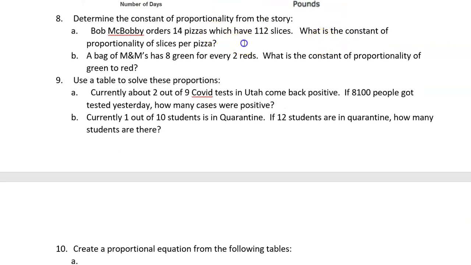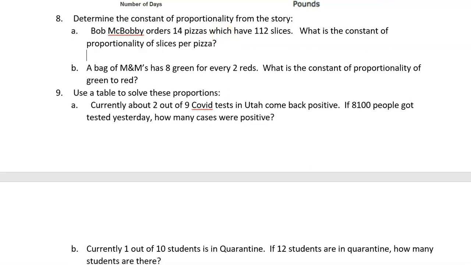Determine the constant proportionality from the story. Bob orders 14 pizzas which have 112 slices. What is the constant proportionality of slices per pizza? And it tells you slices per pizza. So you do slices, let's do it over here, slices divided by pizzas. 112 divided by 14 is 8.